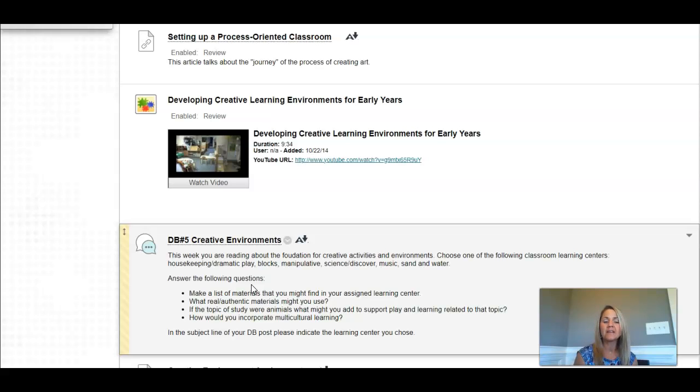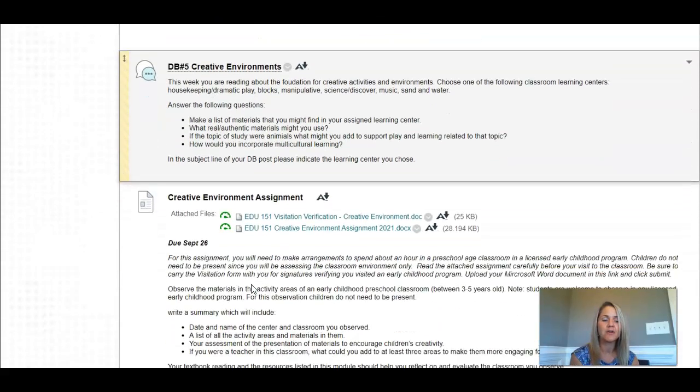So when you're answering this week's discussion board, think about authenticity, think about natural materials that you can use, things that you can gather, not just things that you can buy. Yes, there will be materials that you want to add that you need to purchase, but also think about those other things that would be a part of a creative environment.